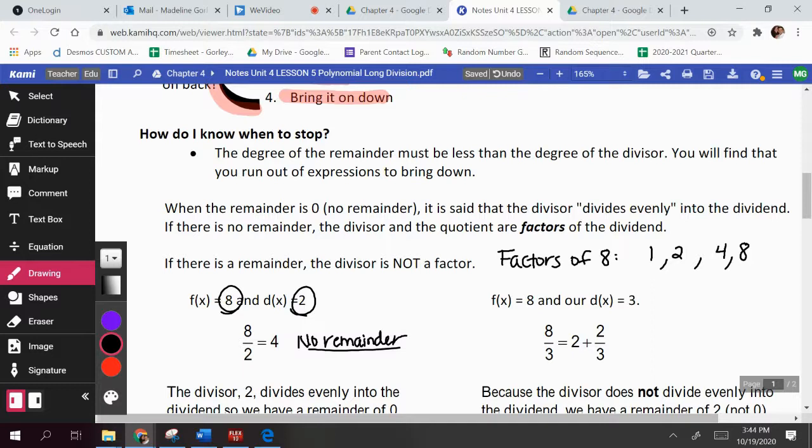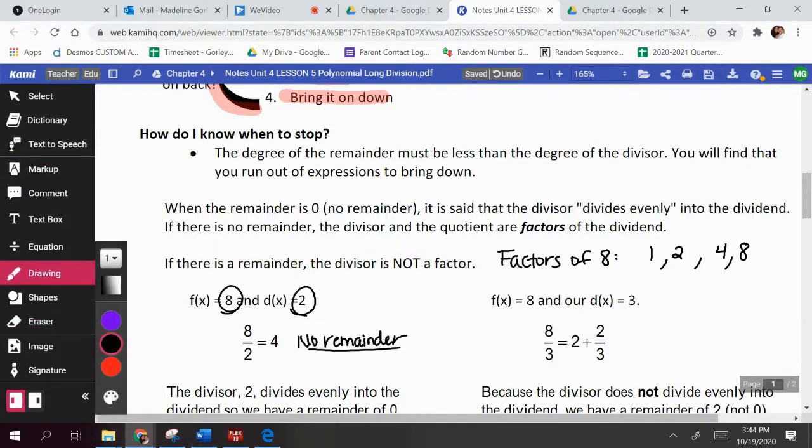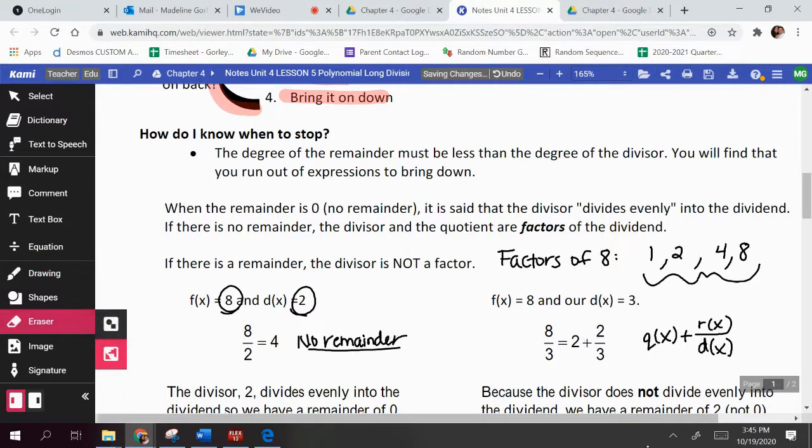Now if there is a remainder, then the divisor is not going to be a factor. So over here, look at what I'm dividing by. See how I'm dividing by 3? Was 3 a factor of 8? No, it wasn't. And I can tell that because look at my answer. Do you see how I got a quotient, but I had this remainder of 2? This is an example where my answer is written as quotient plus remainder over divisor. My answer was 2, and then I had a remainder of 2.